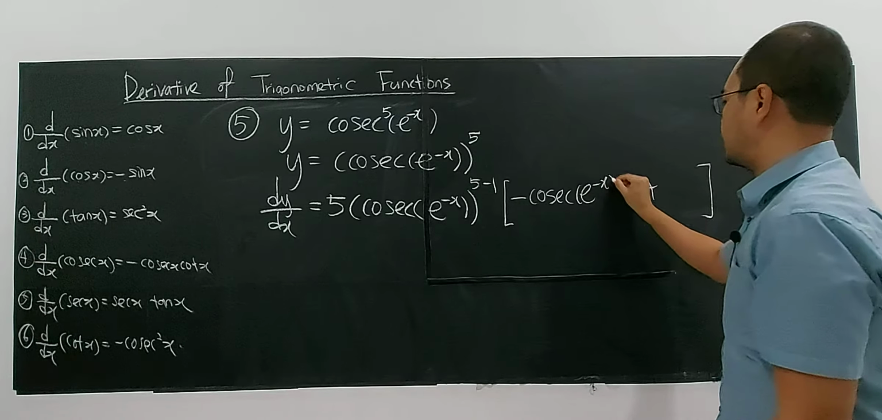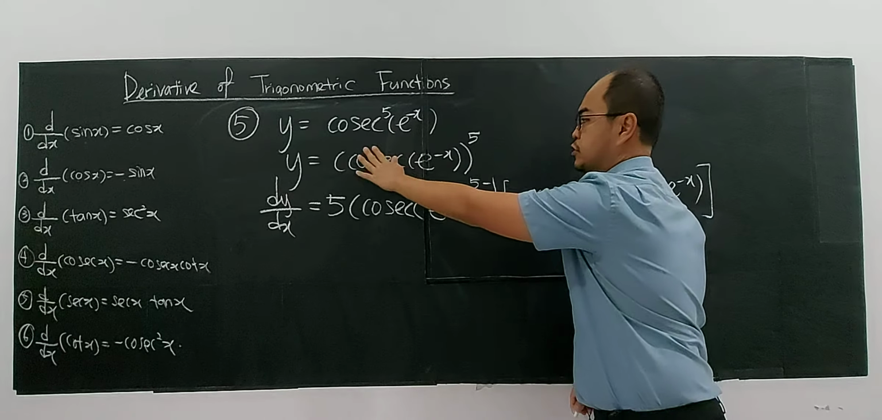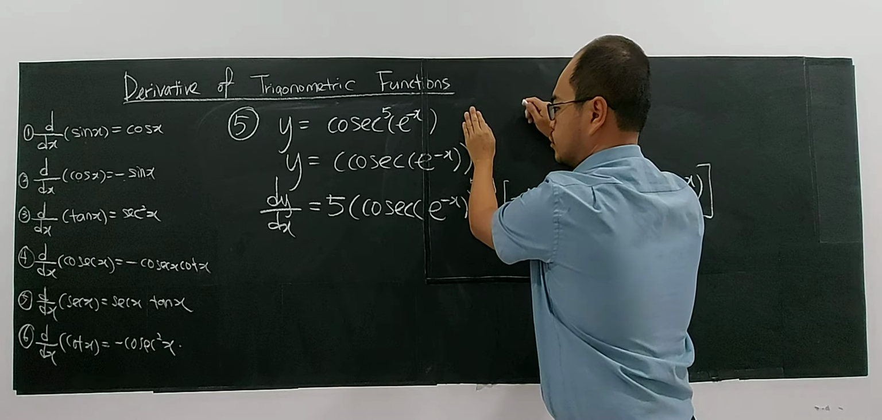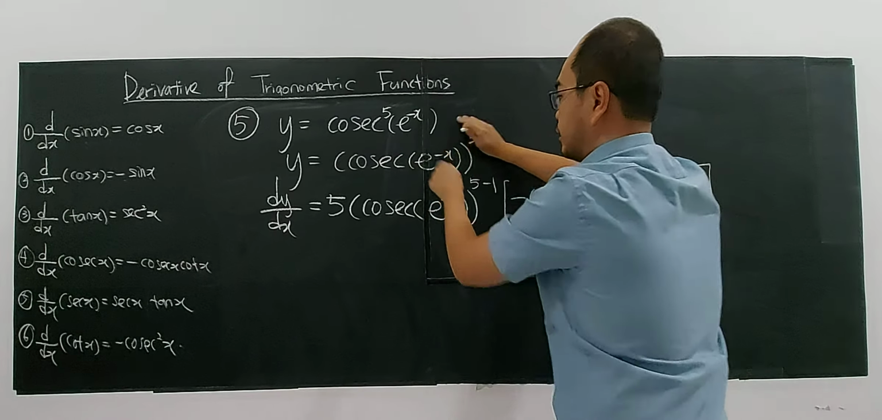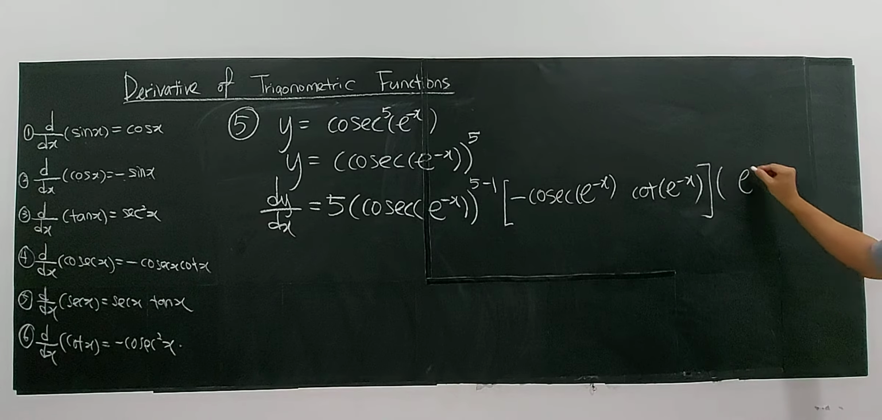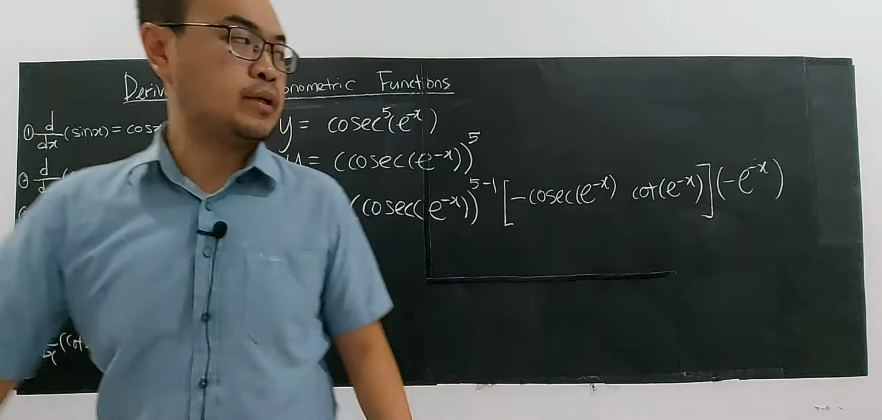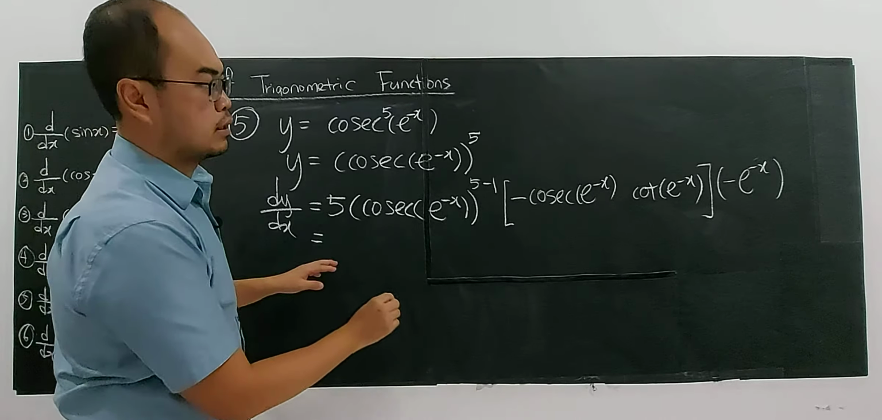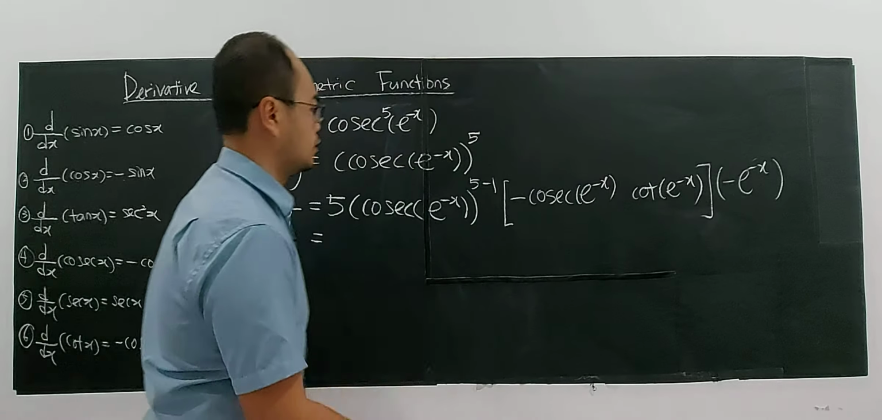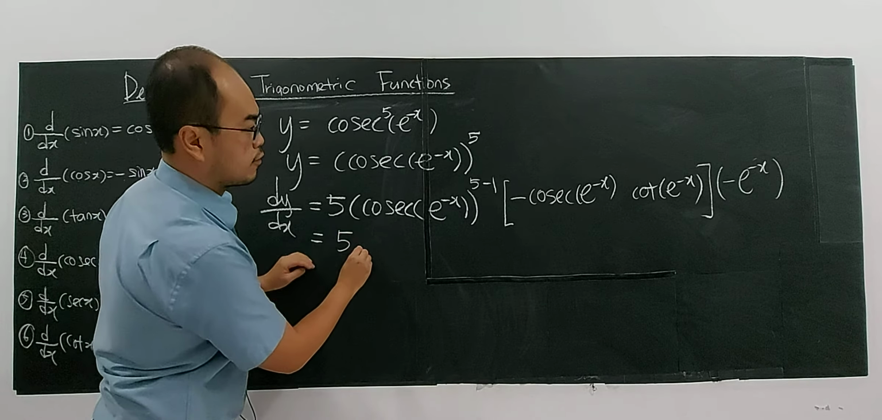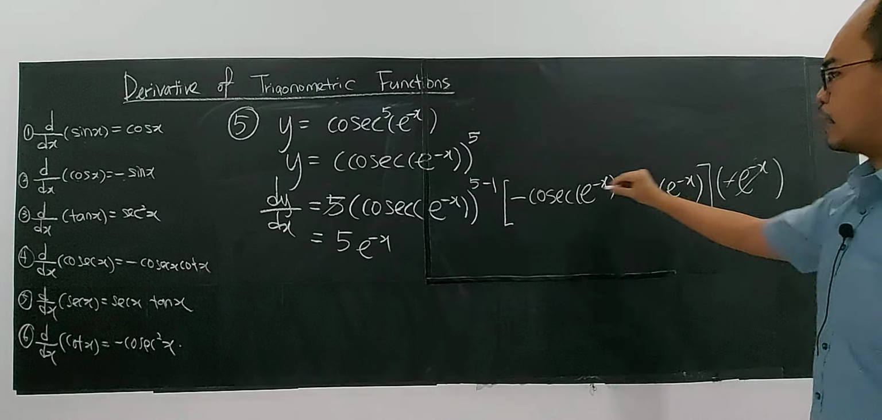So e to the power of negative x and e to the power of negative x, right? Now you have differentiated the cosecant. First you differentiate the power 5, later you differentiate cosecant, and finally you differentiate the angle inside here. Differentiating the exponent, you copy back, and differentiate negative x, you have negative. Then you have completed the differentiation, which is very long: negative, negative, so you have positive 5 e to the power of negative x.